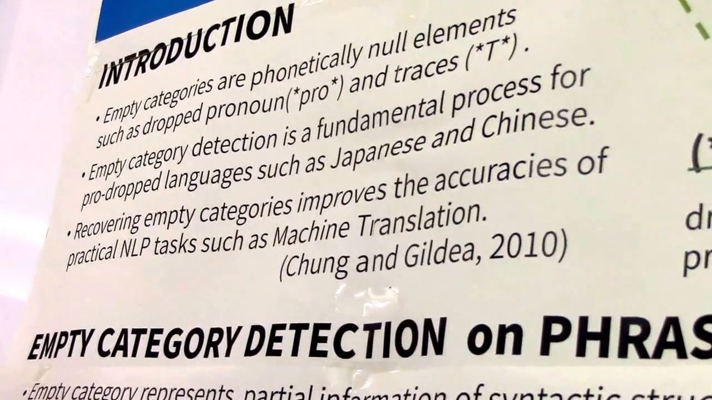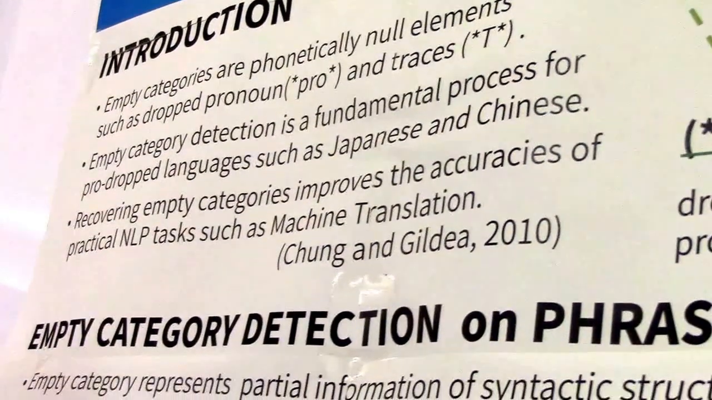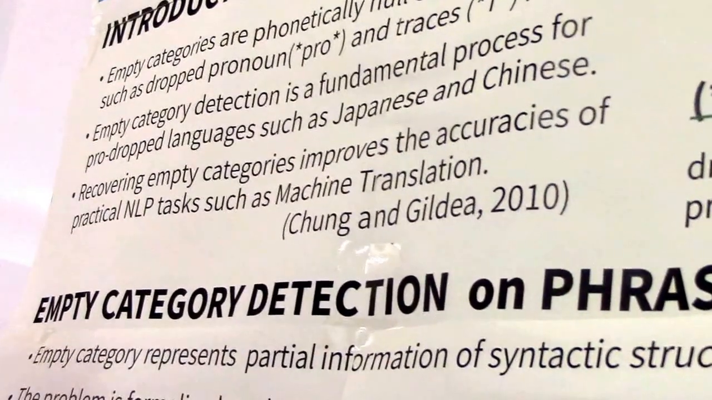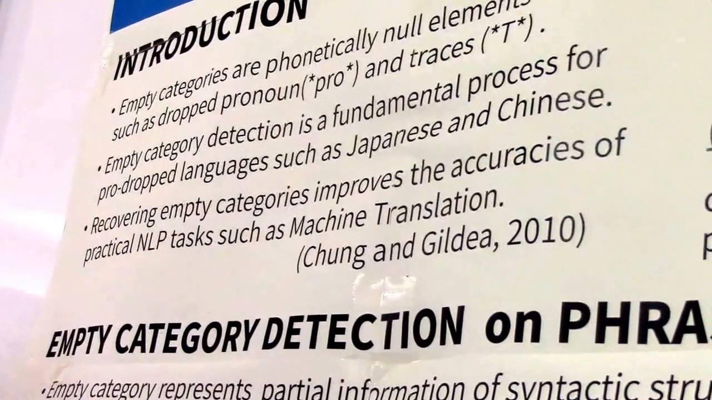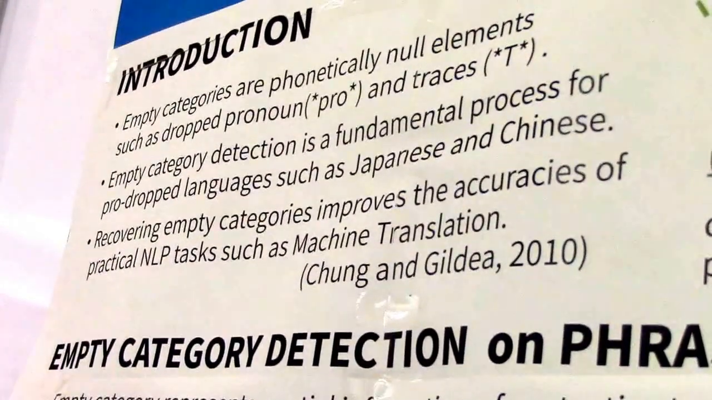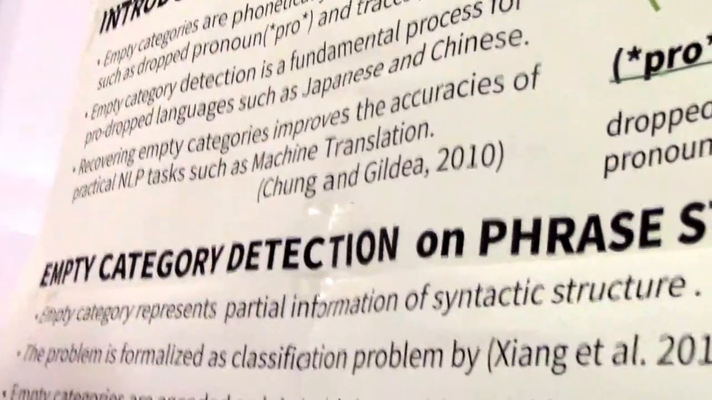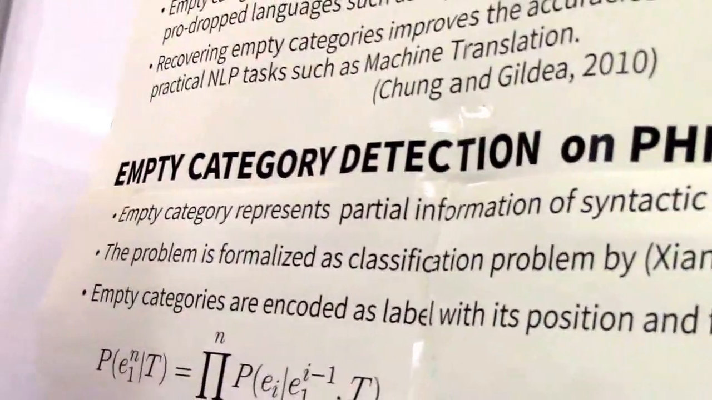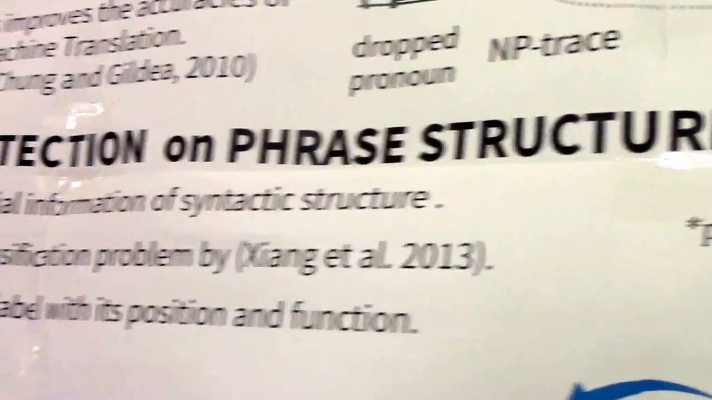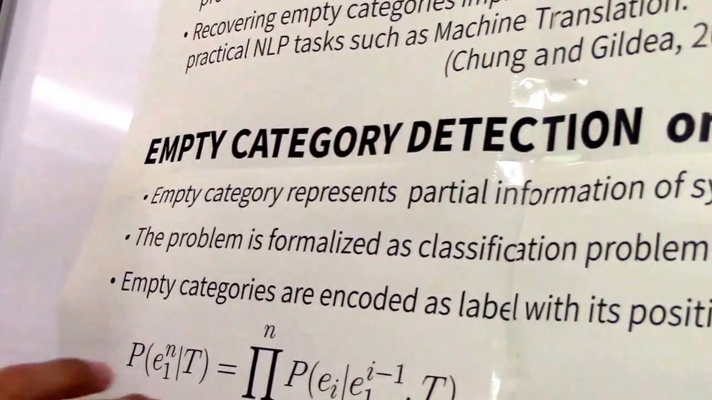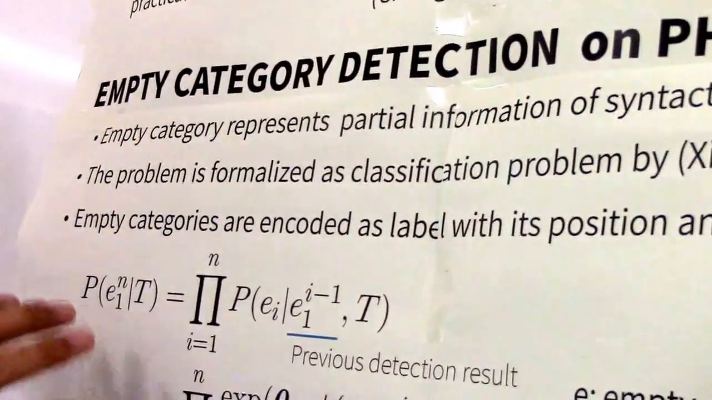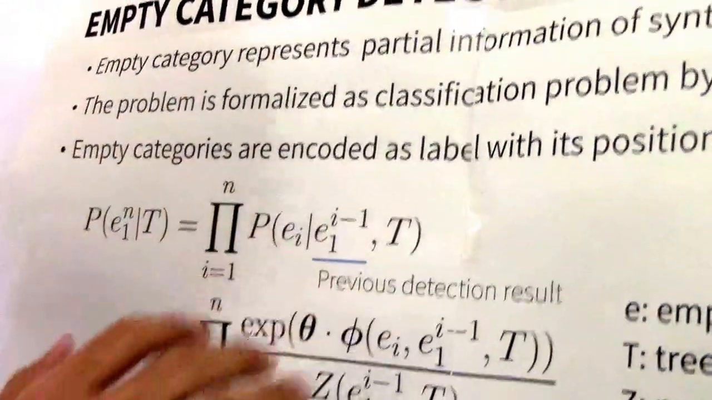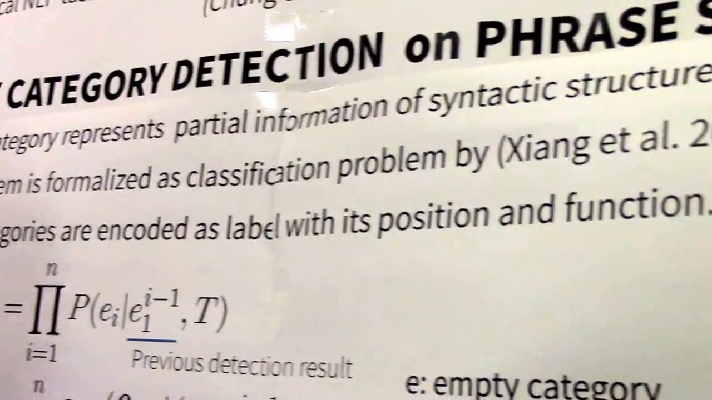I work on empty category detection. Empty categories represent partial information of a syntax structure. The problem is formalized as a classification problem by Shine et al. in 2013. Empty categories are encoded as a label with its position and function.